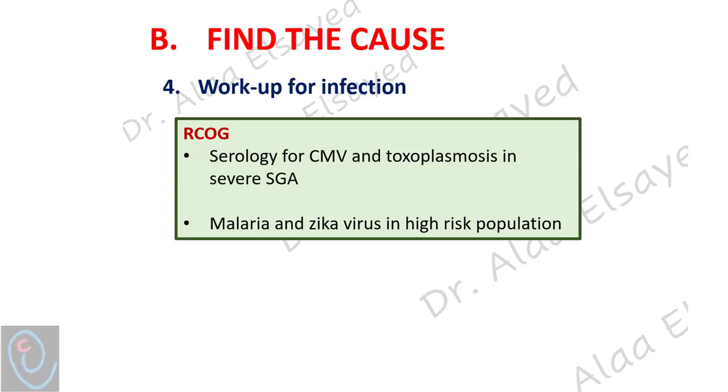Regarding infection screen, serological screening for infection should include congenital cytomegalovirus and toxoplasmosis infection, malaria and Zika virus in high-risk population, especially those with relevant travel or exposure history. A full torch screen is unnecessary and it should be based on history and presentation.